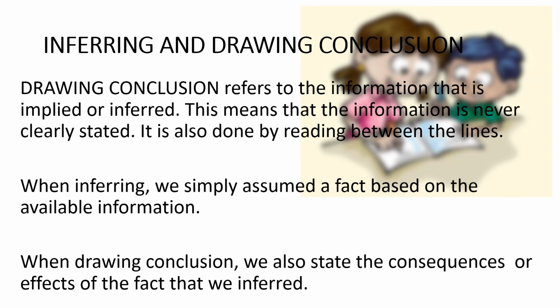Drawing conclusion refers to the information that is implied or inferred. This means that the information is never clearly stated. It is also done by reading between the lines, just like what we've discussed in the previous slide. When inferring, we simply assume a fact based on available information. But when drawing conclusion, we also state the consequences or effects of the fact that we inferred.